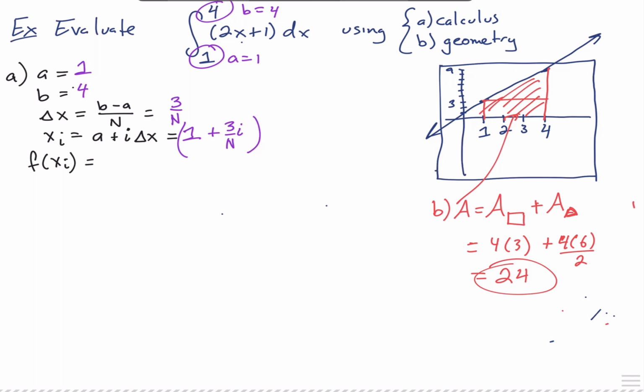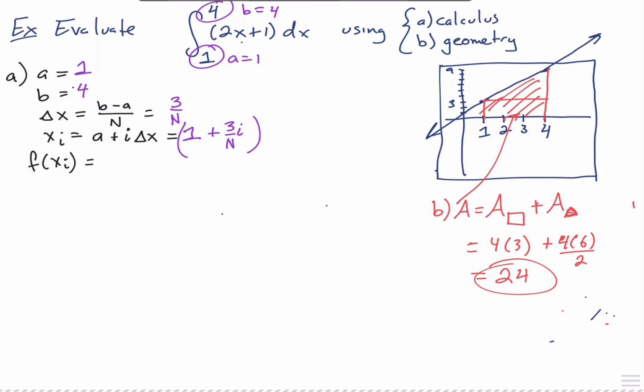That's delta x. Notice you want to write them in this order. I wrote a and b first, then delta x, then x sub i, and then f of x sub i. You need a and b to find delta x. You need delta x to find x sub i, and you need x sub i to find f of x sub i. So you want to do it in that order.